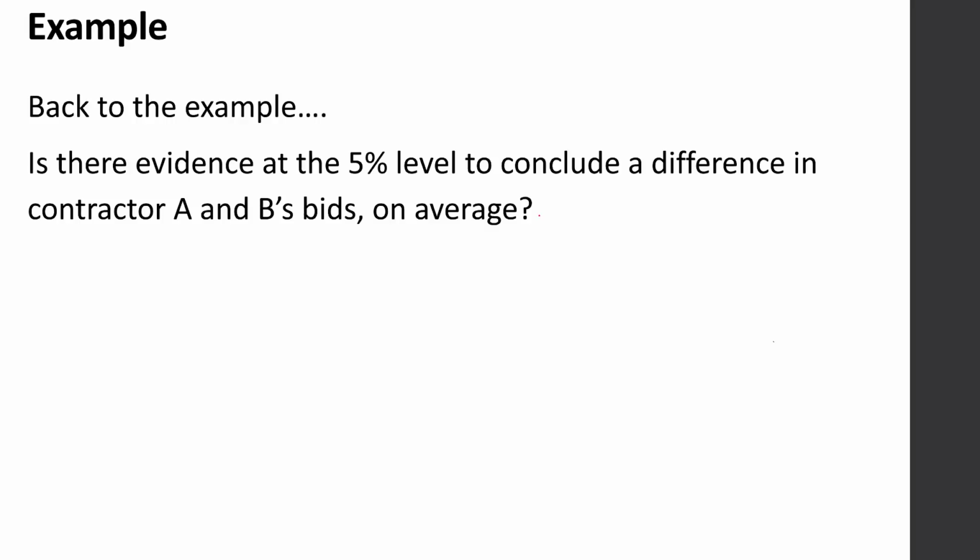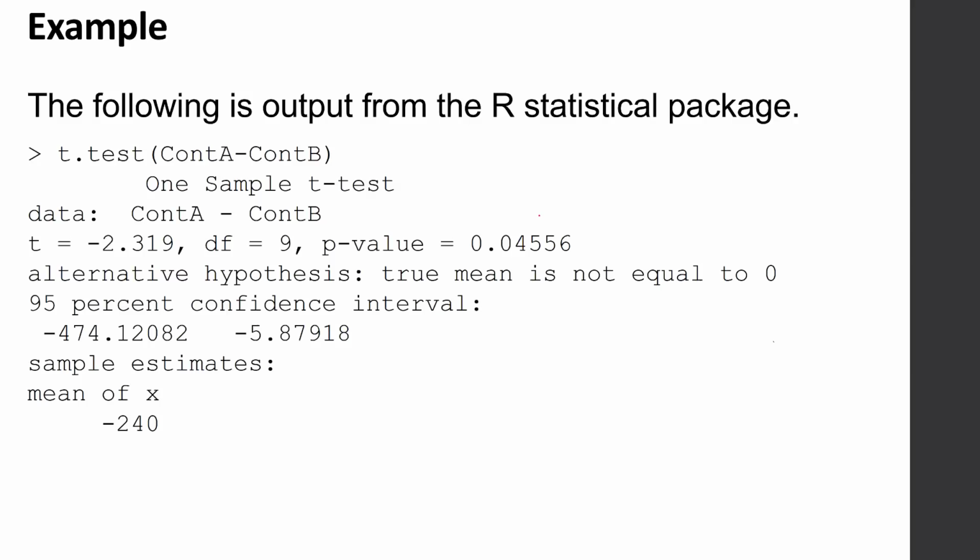So back to the example. Is there evidence at the 5% level to conclude a difference in contractor A and contractor B's bids on average? So what we want to use here is the t.test function. So I'm going to do a t.test on the difference column. And I'm showing you how I built the difference column here. I took contractor A's column minus contractor B's column to create those differences. And it gives us our hypothesis test output.